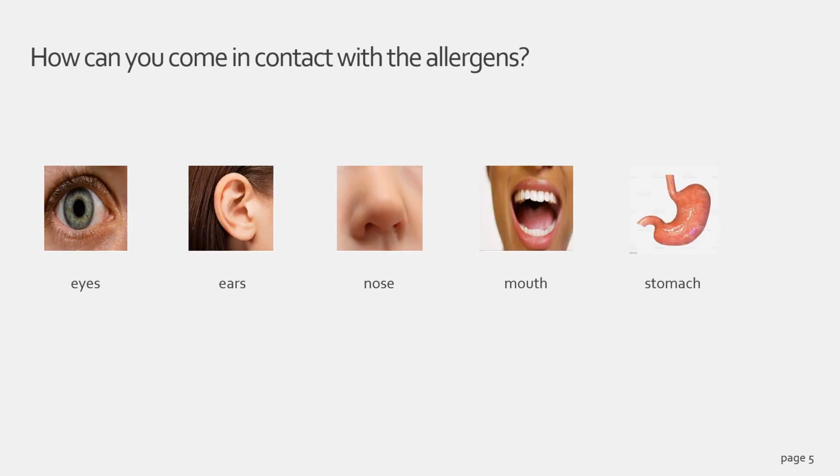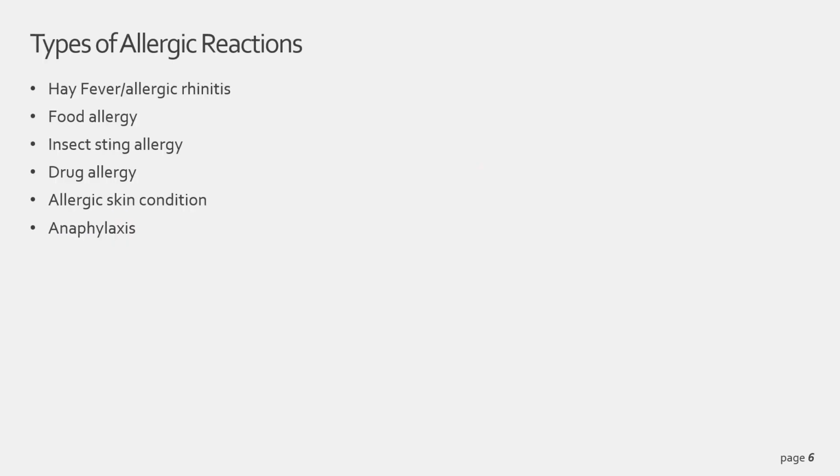How can you come into contact with allergens? You can come into contact with allergens through your eyes, ears, nose, mouth, or stomach. There are several types of allergic reactions. The most common allergic reactions are hay fever or allergic rhinitis, a food allergy, an insect sting allergy, drug allergies, allergic skin conditions, and anaphylaxis.